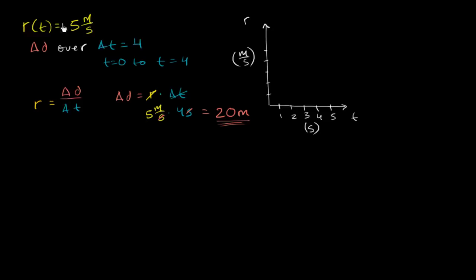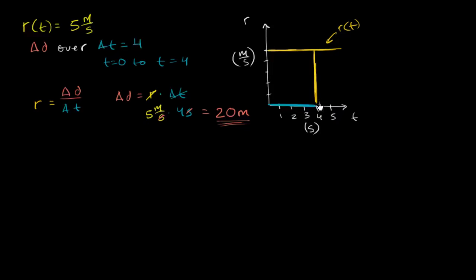Our rate, at least in this example, is a constant 5 meters per second. So that is my r of t in this example. And so what did we just do here? We just multiplied our change in time times our constant rate. So it was from time equals 0 seconds to 4 seconds. So it's this length here, if we think of it on that axis. And we multiplied it times our constant rate. We multiplied it times this right over here.